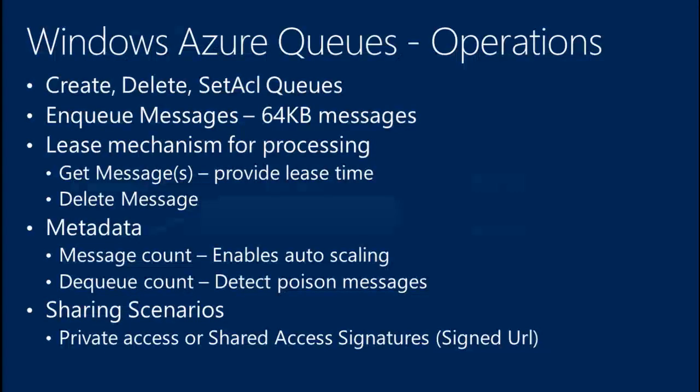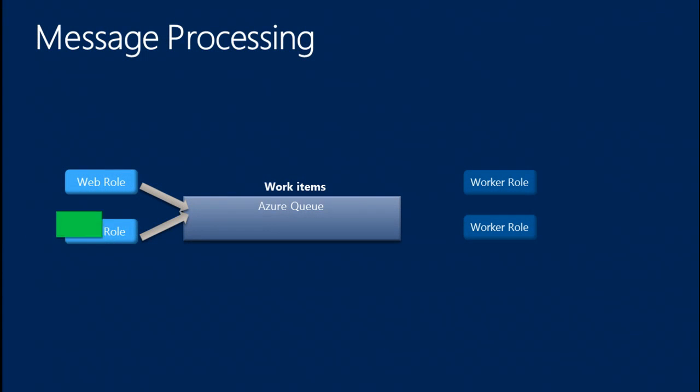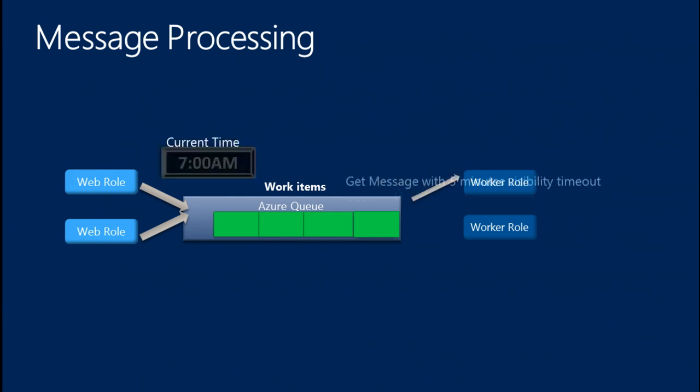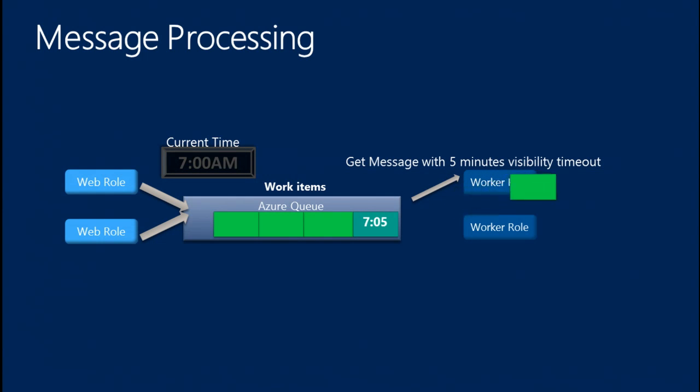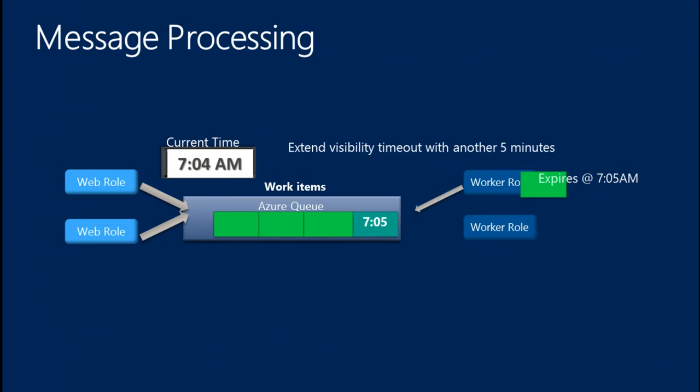So here's a quick demo of queues. So we have a queue. We insert a whole bunch of messages from different roles, or because of SAS, this literally could come off your phone or your device or anything. So the time is 7 o'clock, and the first worker role gets a message, and it's going to expire in 5 minutes. That's its invisible time. Okay, so now we move to 7:04. The worker role says, I'm not quite done, I need more time, so it extends that time out another 5 minutes.